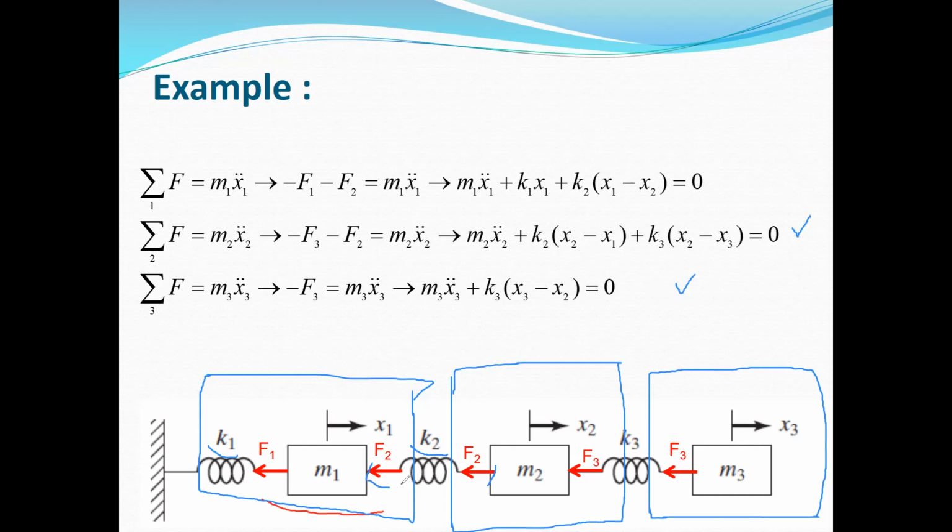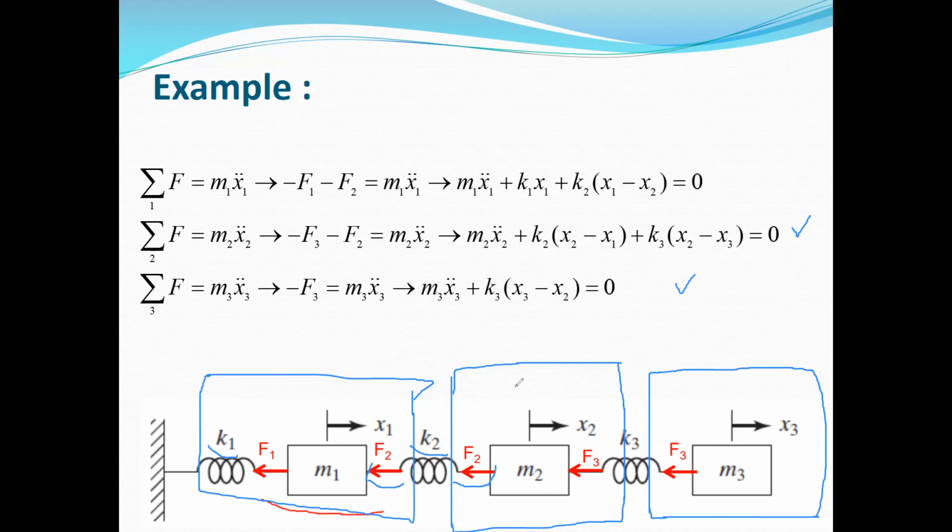Here we assume that the direction is to the left. So the force in the spring K2 is equal to K2 times (X1 minus X2). And over here, for example, we assume that the direction is again to the left. So the force in this spring according to this direction is equal to K2 times (X2 minus X1).